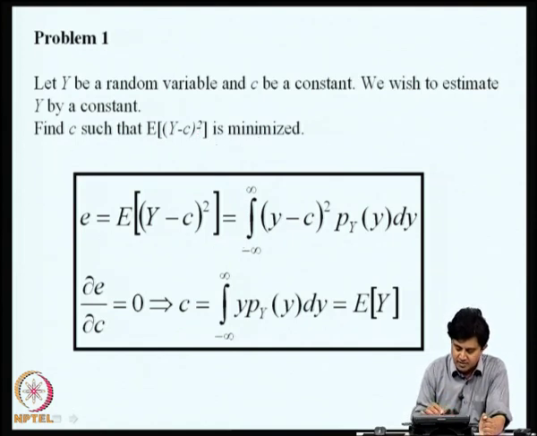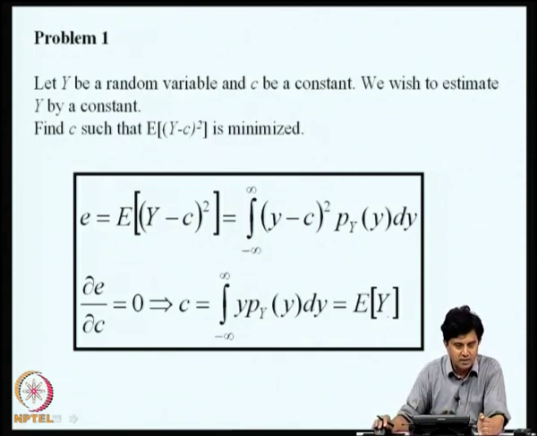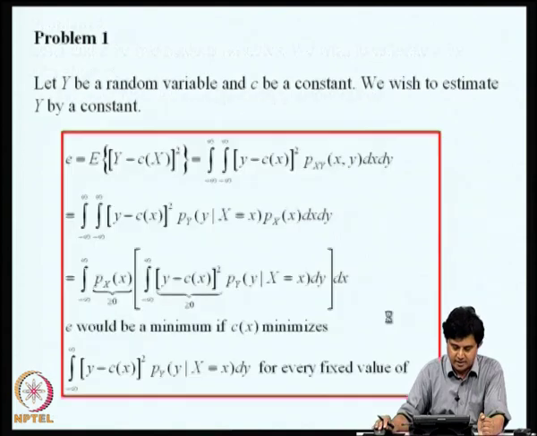So, E is this, which is actually the expected value of y minus c whole square. This is the integral from minus infinity to plus infinity of y minus c whole square p_y of y dy. Now, we select this c so that dou E by dou c is 0. If we do that, we get the result that this c is the expected value of y. So, if you want to replace a random variable, you should replace it by its expected value, and that value would minimize the mean square error.